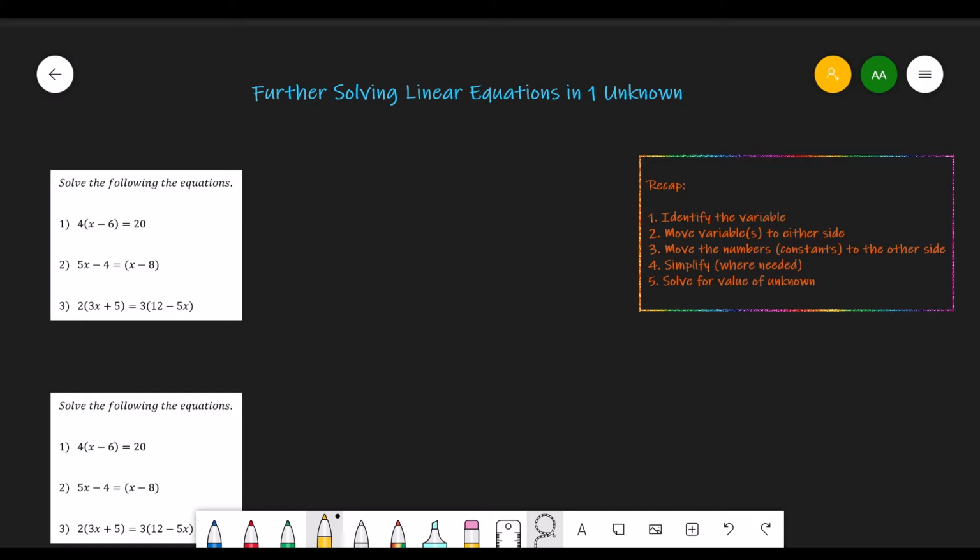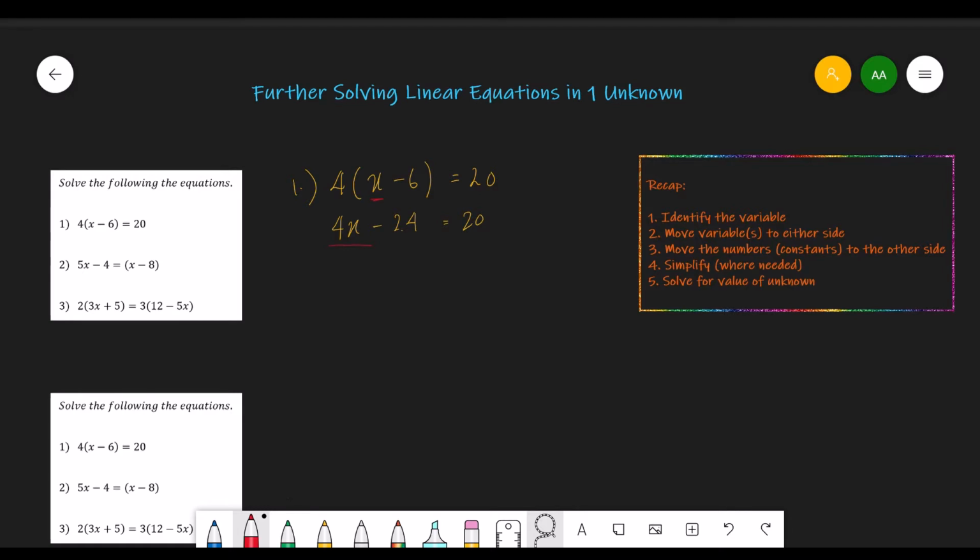So let's start. We have number one here. We have 4 bracket x minus 6 equals to 20. From here I can see that my variable is on the left hand side. What I need to do first is to simplify this whole expansion, simplify whatever is on the left hand side. What I'm going to have is 4x minus 24 equals to 20. Once I've expanded this, what I'm going to do is move the variables to either side. I only have one unknown, which is on this side.